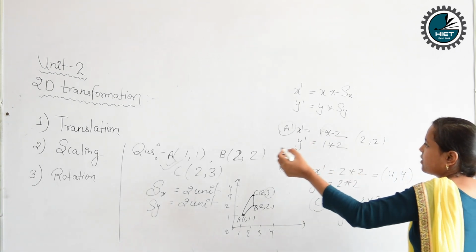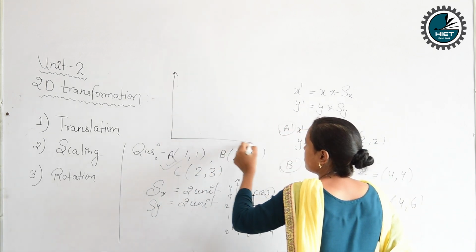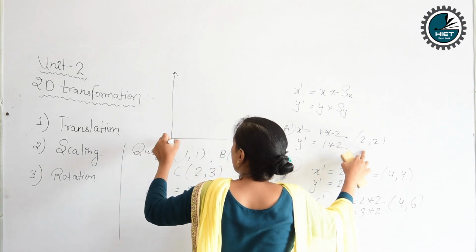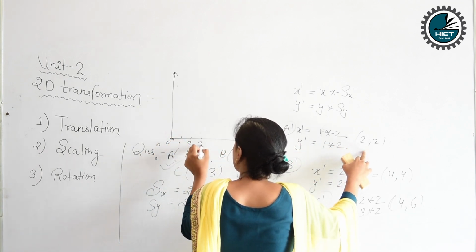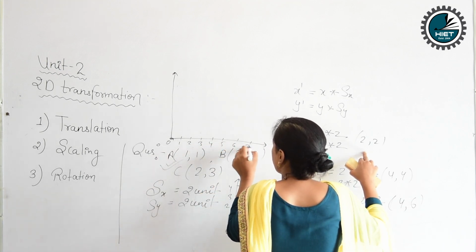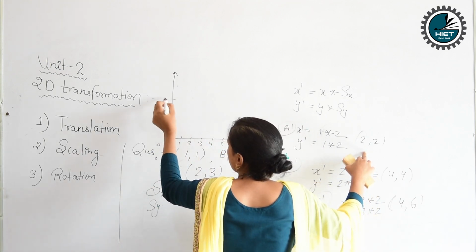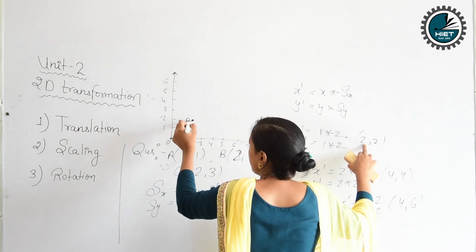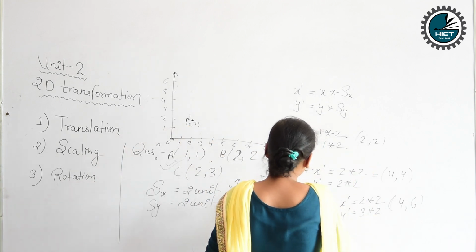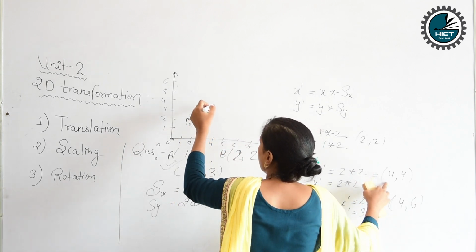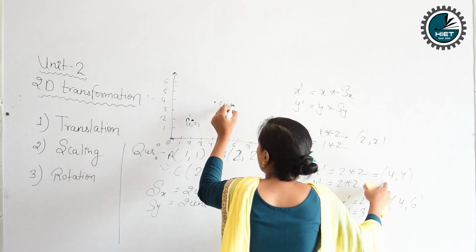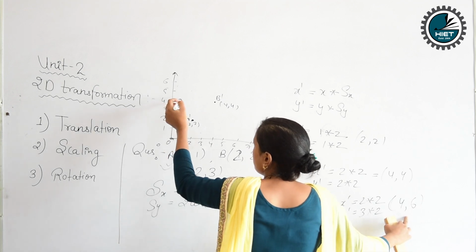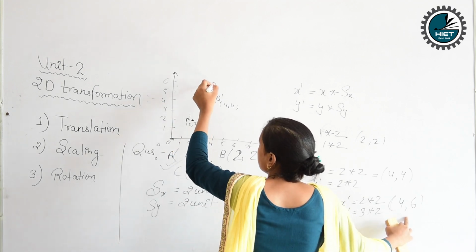Okay, so I'm drawing this diagram. What is the new A dash coordinate? 2 comma 2. Counting 1, 2, 3, 4, 5, 6, 7, and 1, 2, 3, 4, 5, 6. That is 2 comma 2, so A dash is at 2 comma 2. What is B dash? 4 comma 4, so B dash is at 4 comma 4. And the new coordinate of C dash is 4 comma 6, where 4 is the x direction and 6 is the y direction.